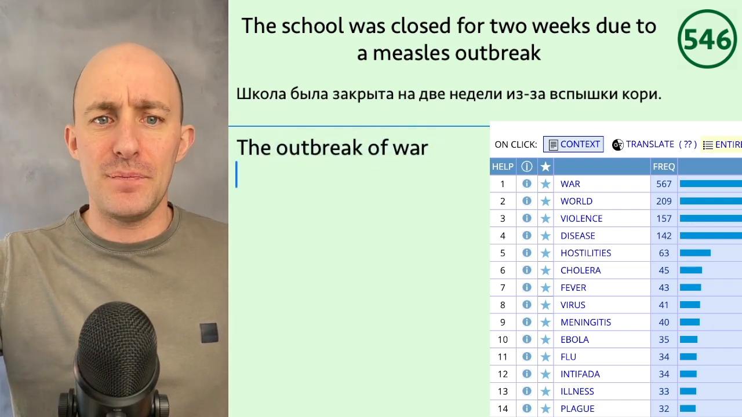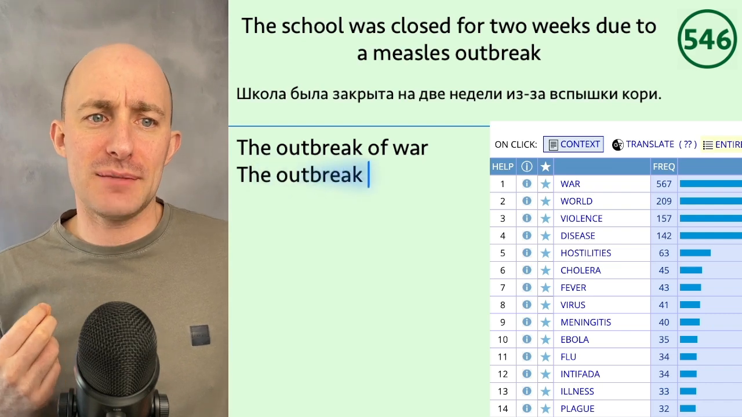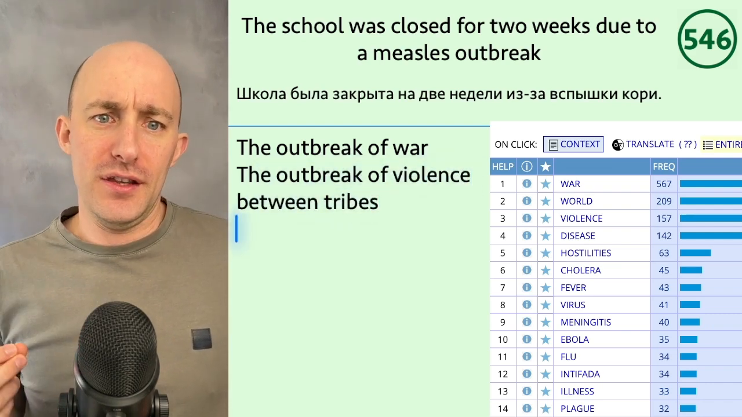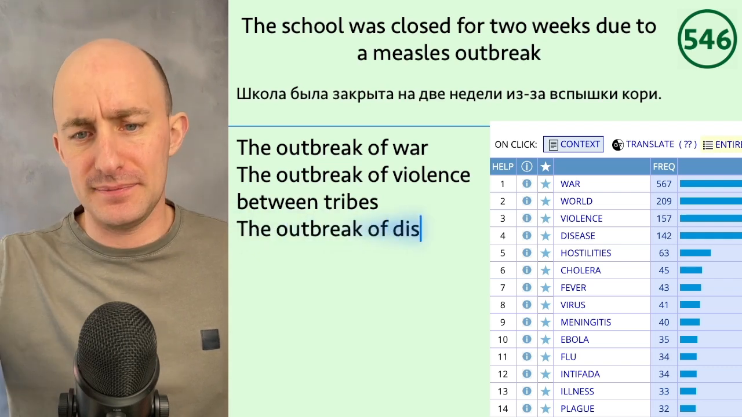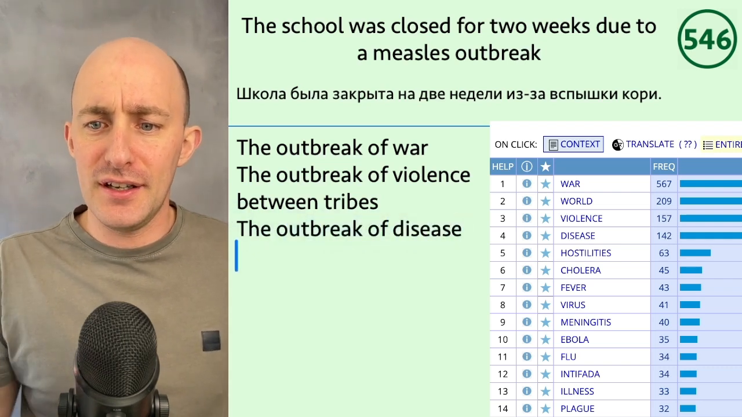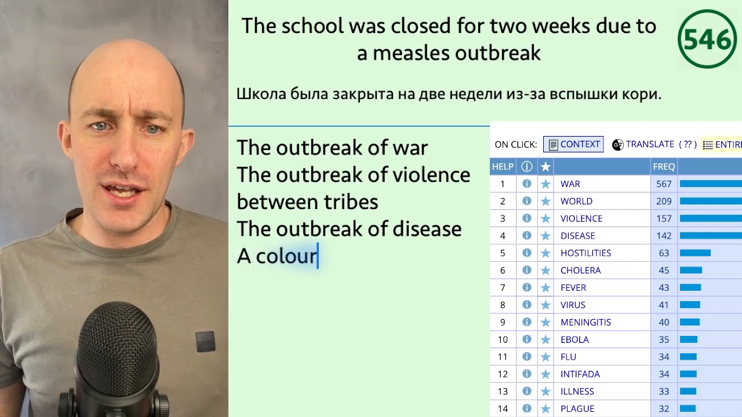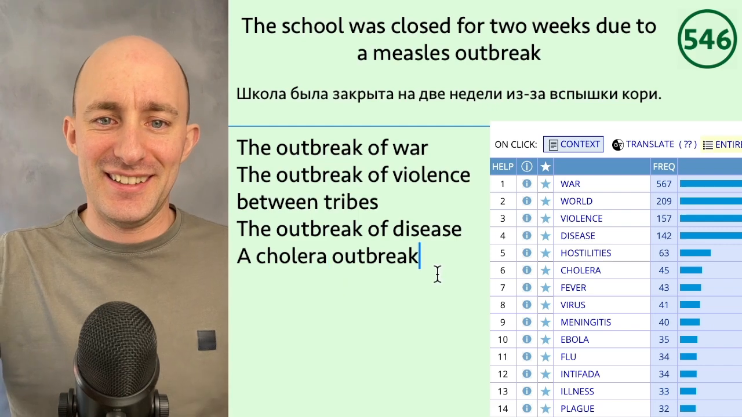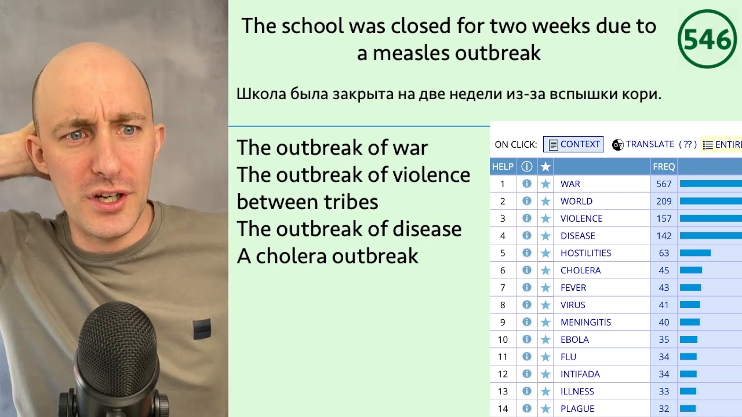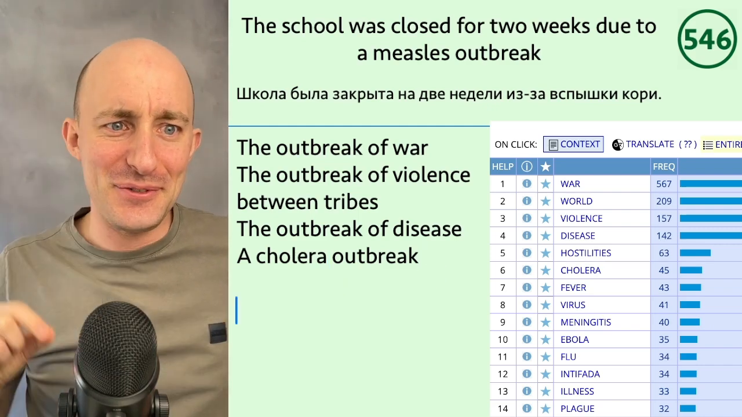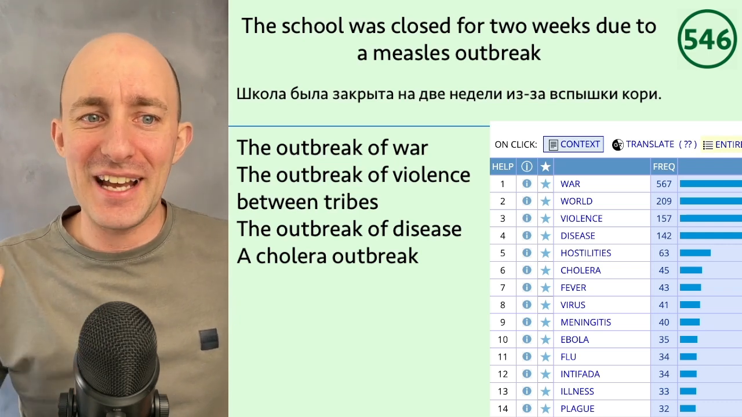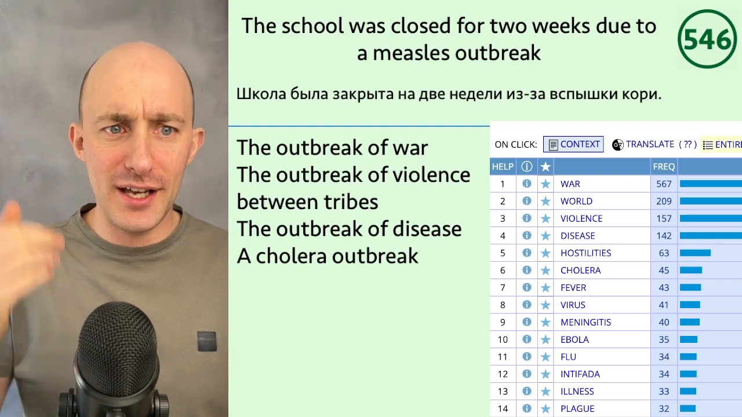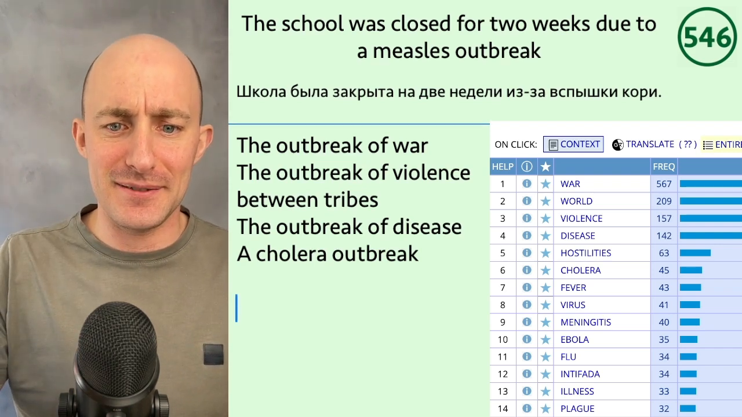Violence breaks out. The outbreak of violence between tribes. You can talk about the outbreak of disease. Nasty illnesses. A cholera outbreak. Not colour. Cholera. As you can see with these more obscure words, it's much more difficult to use voice typing, and some of them really don't work. Anyway, never mind. Outbreak for violence, war, and diseases.